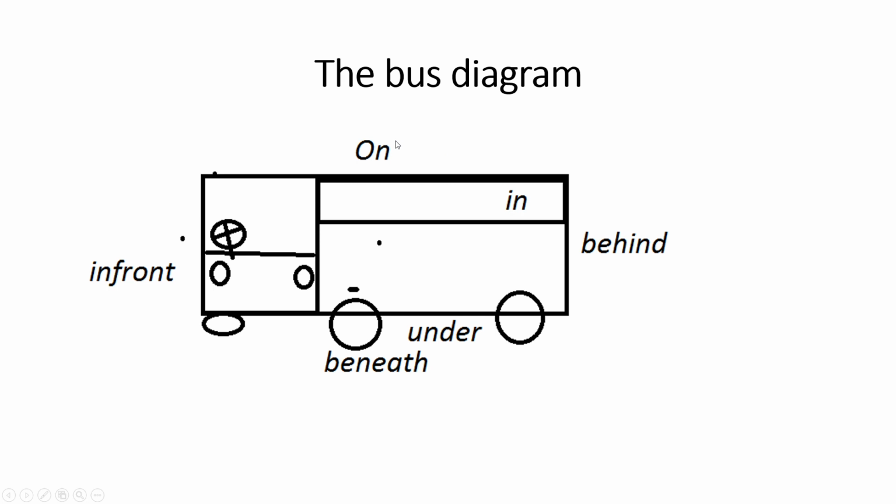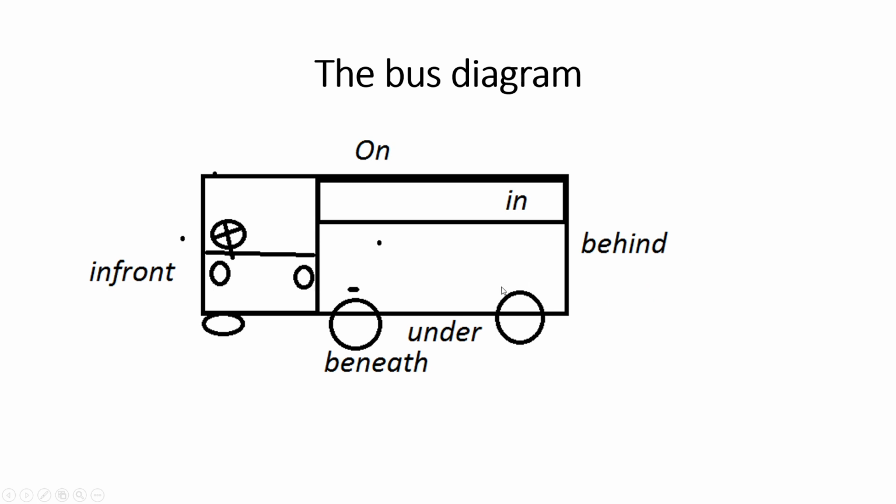Okay. In a similar manner, if you happen to be here on one of the seats inside the bus, we will use in to show your position in the bus. And by any chance, if you are here to the back of the bus, we will use the preposition behind.